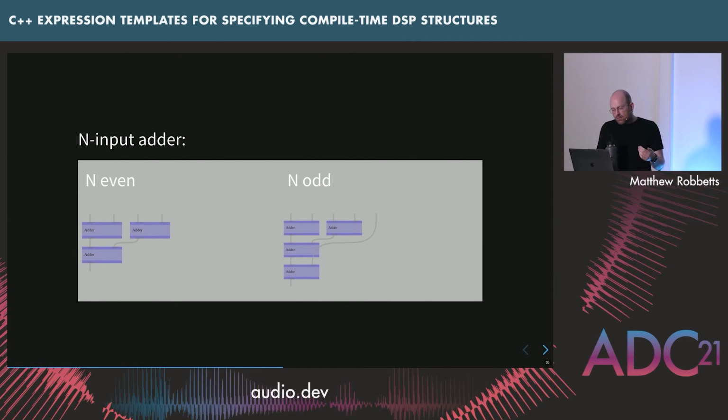And if n is odd, we need an n minus 1 input adder, which is going to be even, followed by another adder, and we just take that extra input and we route it to the end and add it in at the end. So those are the two cases.